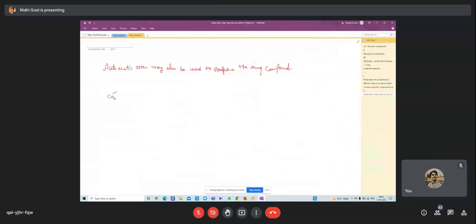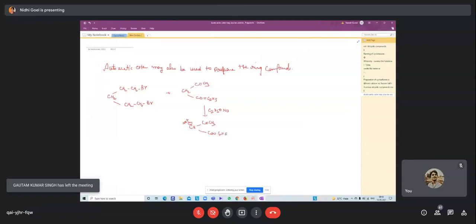Okay, so CH2Br, this is also a dihalogen derivative. When it reacts with the acetoacetic ester, this is COCH3, COOC2H5. This is the acetoacetic ester. So further, it reacts with the sodium ethoxide to form the active compound CH negative, Na positive. This is COCH3, this is COOC2H5. So it reacts with these active compounds. So NaBr is removed.